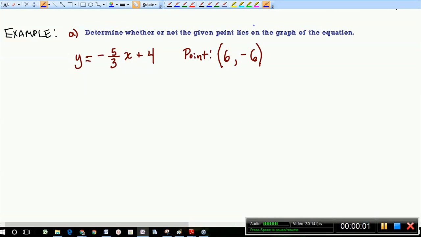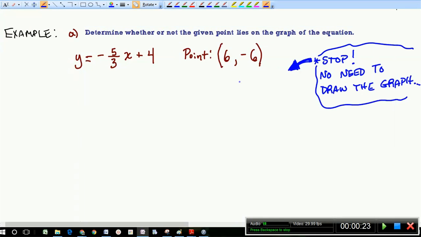In this one, we are to determine whether or not the given point lies on the graph of this equation. The beauty of this is we don't even need to graph it. If you're determining whether a point is on a graph, no need to graph. All you need are your algebra skills. Like before, we're going to plug in x equal to 6 and y equal to negative 6. Where y is, we'll put the negative 6, and where x is, we'll put the positive 6, and we'll see if we get a true statement.